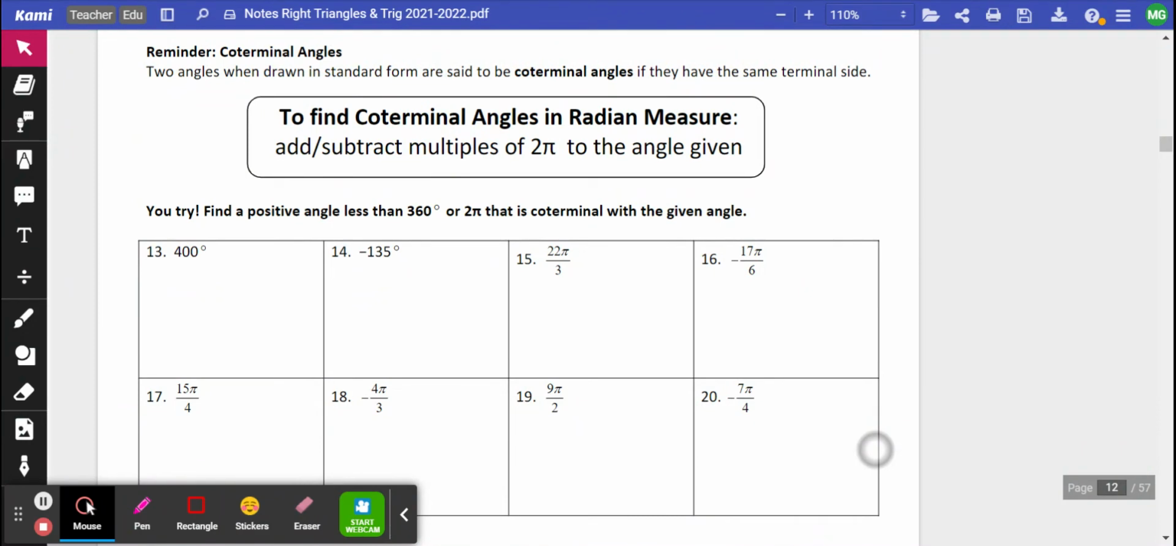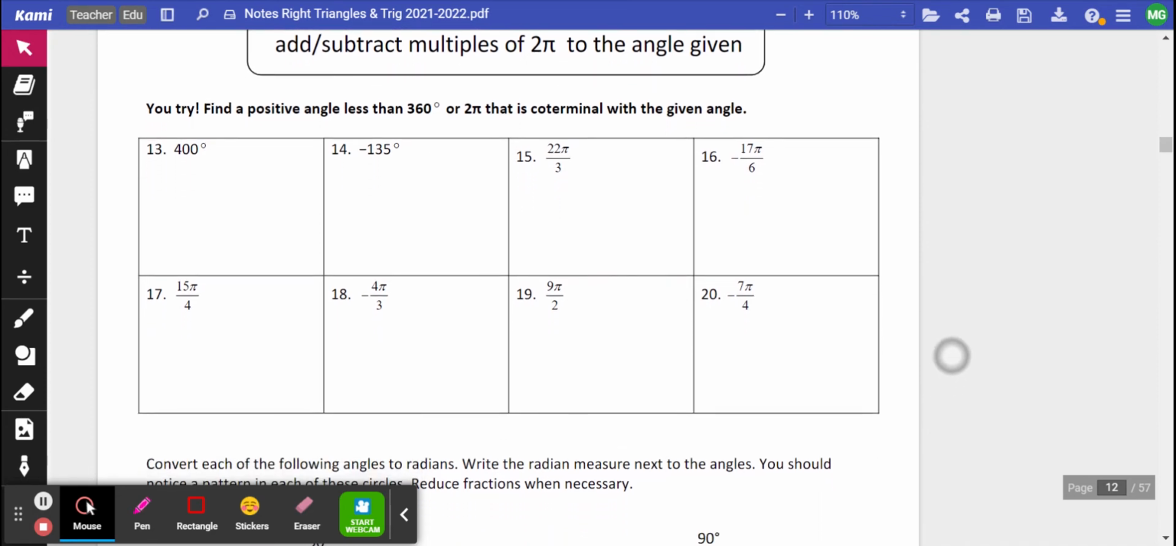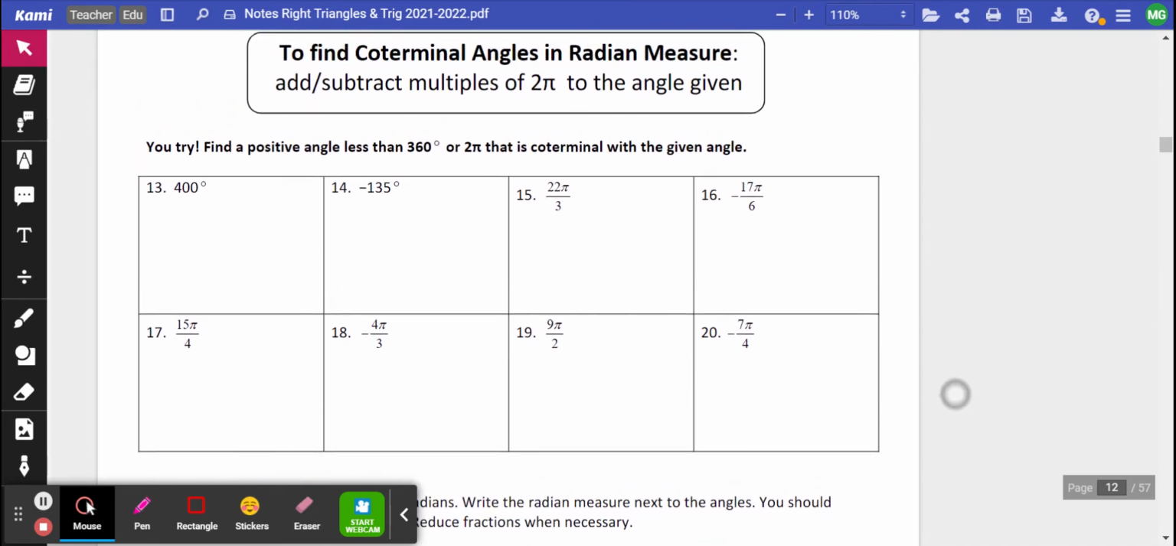So, you know that when we were dealing with angles and degrees, we had coterminal angles. Well, we also have coterminal angles when we're dealing with angles in radians. So, all we have to do to find angles that are coterminal in radian measure is to add and subtract multiples of 2 pi. When we were working in degrees, we were adding and subtracting multiples of 360. Well, here we add and subtract multiples of 2 pi, which again, 2 pi is a full rotation. So that's why that works.